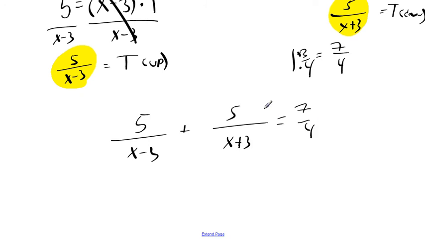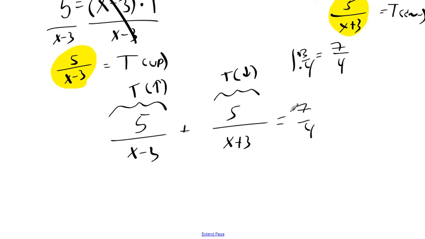Before we solve this, let's make sure that we understand the context of this. This right here represents the time going up the stream. This represents the time going down the stream. So the time it took him to go up plus the time it took him to go down equals the total time. Hopefully that makes sense in the context of what we're talking about.